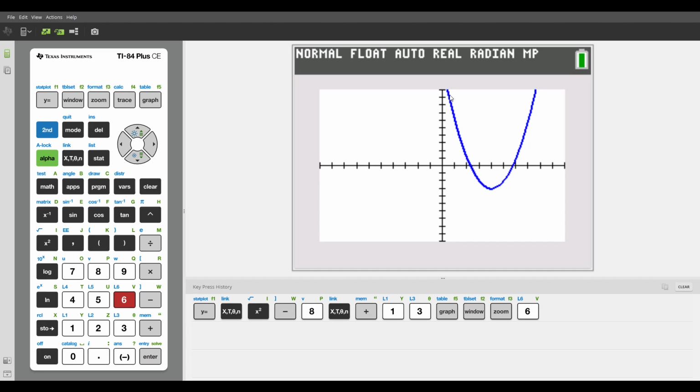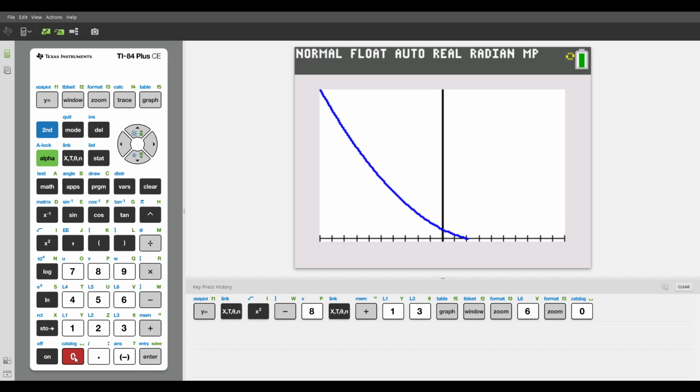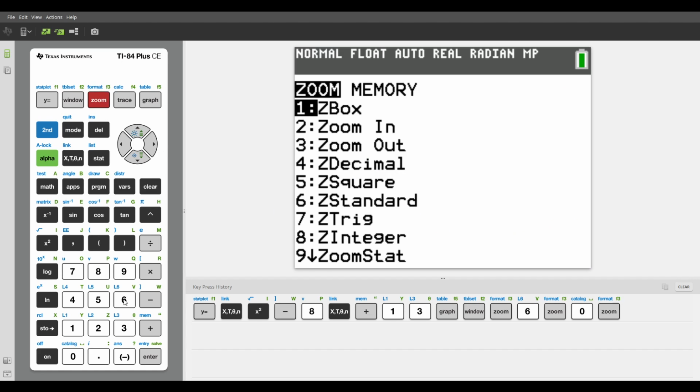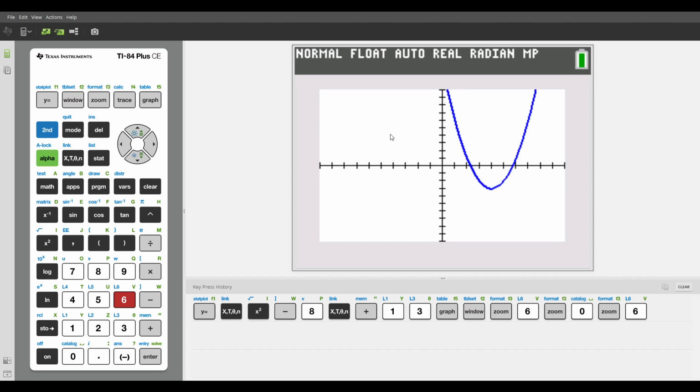It is possible that you're graphing an equation that has intercepts that are outside of this range. If that happens, you can hit zoom 0, and that will do this zoom fit. So your calculator is going to try to fit all of the important characteristics into the window. Alright, but we are fine having these standard zooms. Let's go back to that, zoom 6.